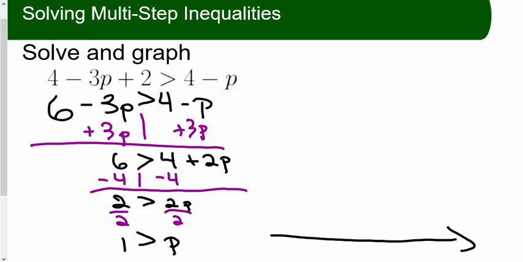I want to graph my inequality. 1 is my boundary. It's greater than p, so I've got an open circle. 1 is greater than what numbers? 1 is greater than all these numbers to the left. So I fill it in to the left. And that's how we solve multi-step inequalities.